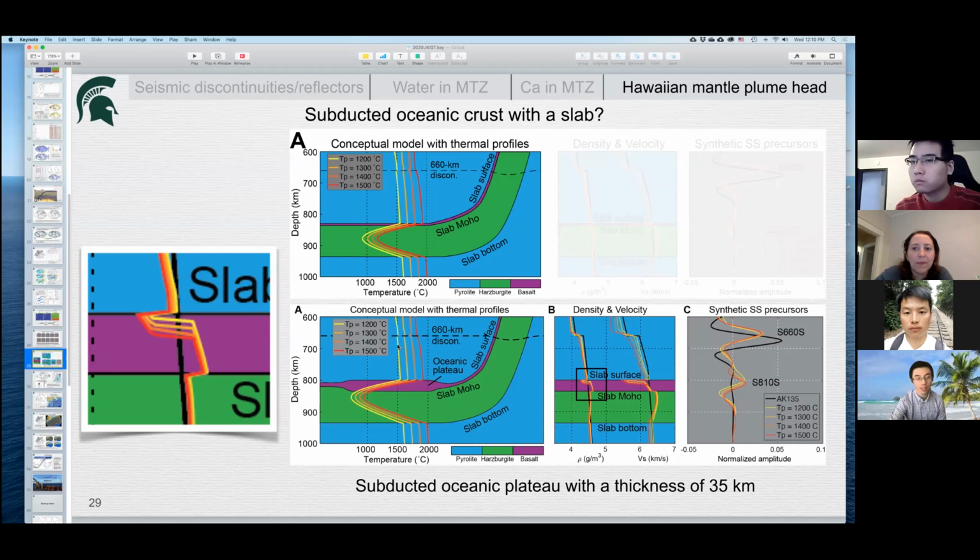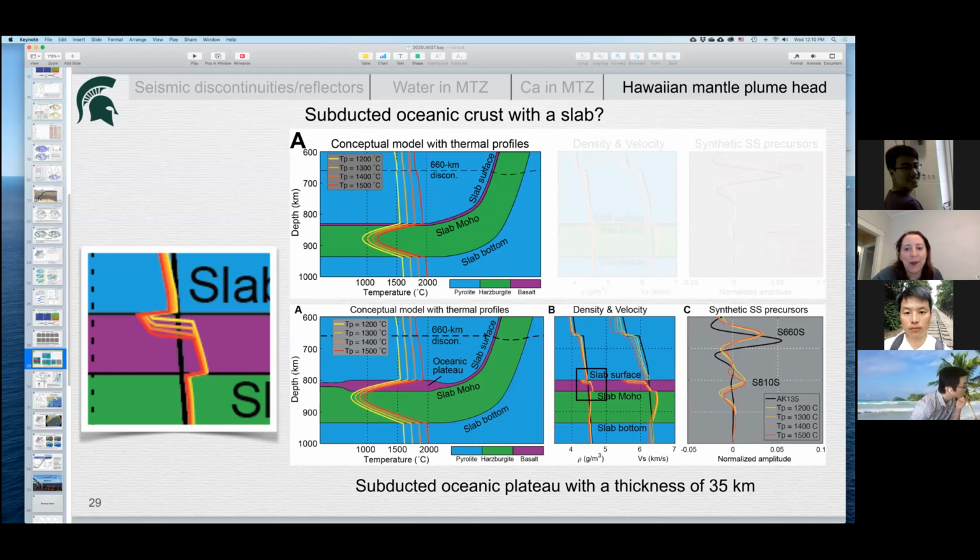So here, as you see, these yellow to red curves are just thermal profiles. Here I consider a wide range of potential temperatures. I believe that's probably wide enough to capture all possible thermal conditions. And then you see that no matter what kind of thermal profile, we always have this same contrast and also the same seismic signal over here. Okay, thanks a lot.